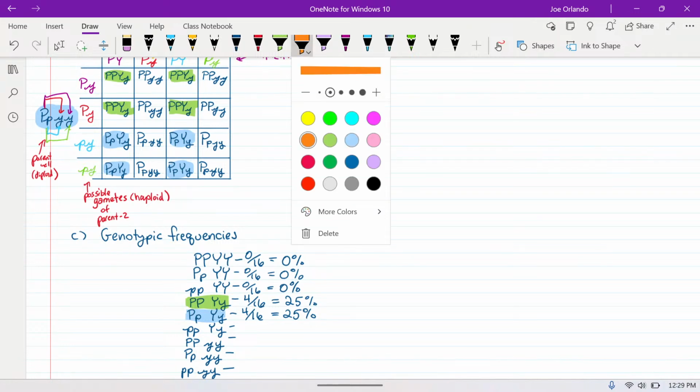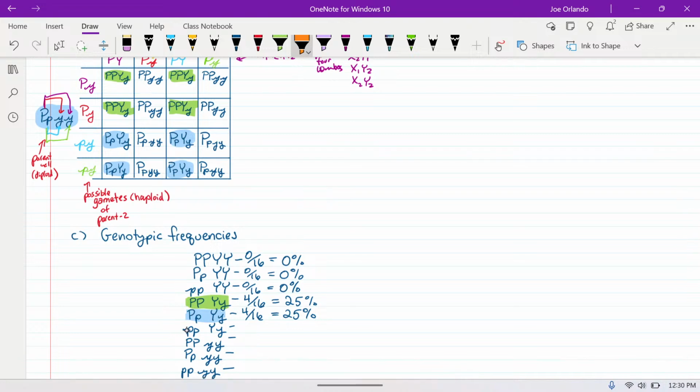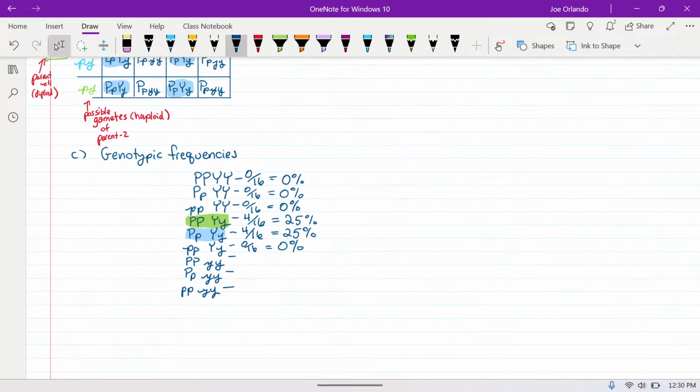Let's go with this little orange one here. Do we have any of these guys? None? Nope, we don't, right? So we can skip that. What percentage is that? That's 0 out of 16, which is 0%, right? Okay.